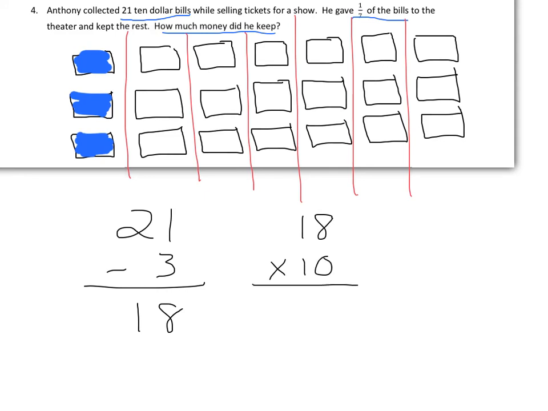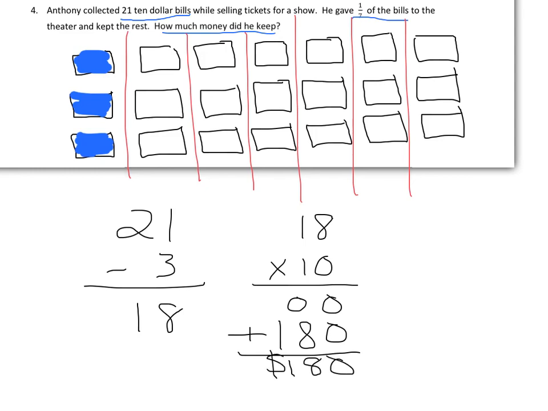To find the value of 18 $10 bills, we're going to multiply 18 times 10. 0 times anything is 0, so 0 times 8 is 0. 0 times 1 is 0. Bring down a 0 as a placeholder because the 1 is in the tens place. 1 times 8 is 8. 1 times 1 is 1. 180 plus 0 is $180.